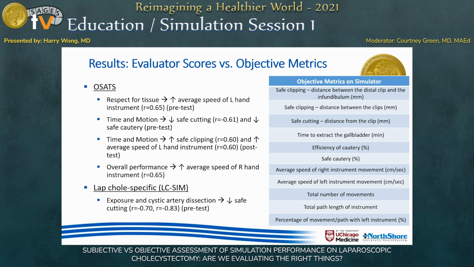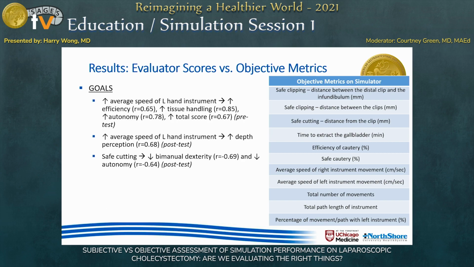When you look at the lap chole specific form, we found that exposure and cystic artery dissection were associated with lower scores in safe cutting. And lastly, looking at GOALS, we found that the higher average speed of the left-handed instrument was associated with more efficiency, better tissue handling, more autonomy, better depth perception, as well as higher total score, while safe cutting, again, is inversely related to bimanual dexterity and autonomy.